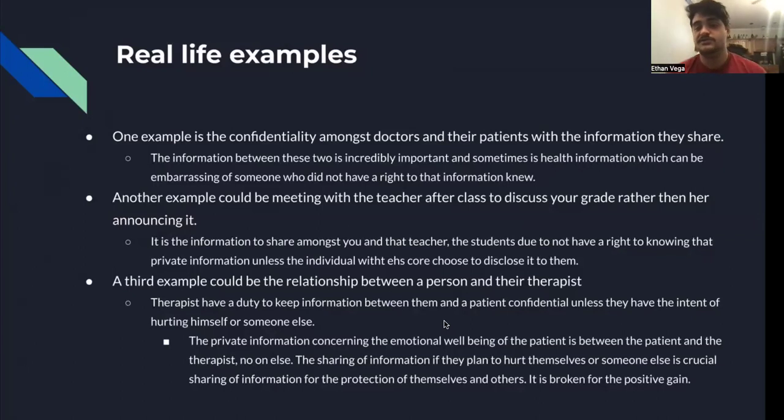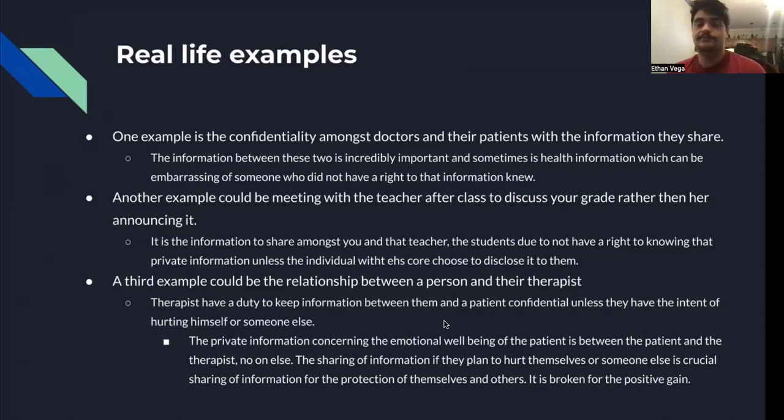Another example could be a teacher discussing your grade with you after class. I think this is a perfect example of private confidentiality between two people. And of course, your teacher's not going to say, hey, class, this is what he or she got on the test, because maybe you didn't do so hot, but you had the impression that you did. An announcement like that would not only be a violation of your private information, but it could also be a very embarrassing moment and just very demoralizing. So I think teacher relationships with students are incredibly important for keeping that type of test information private.